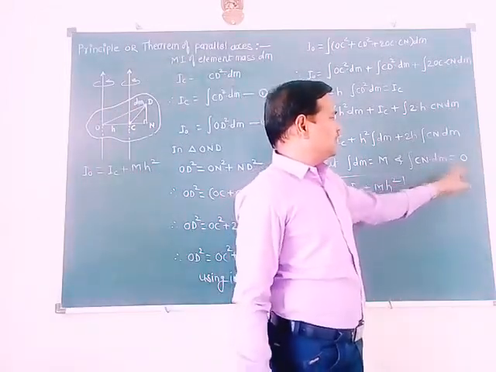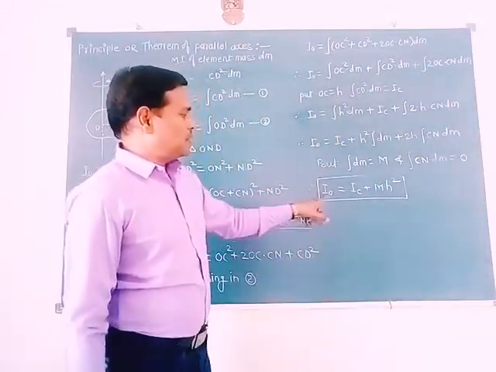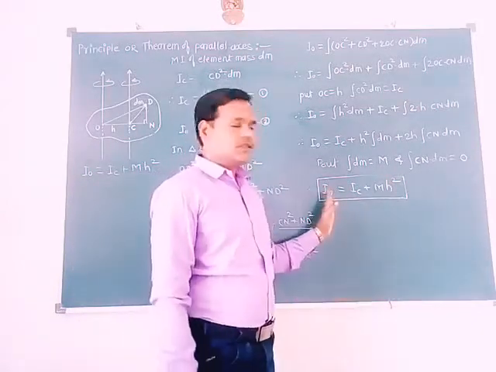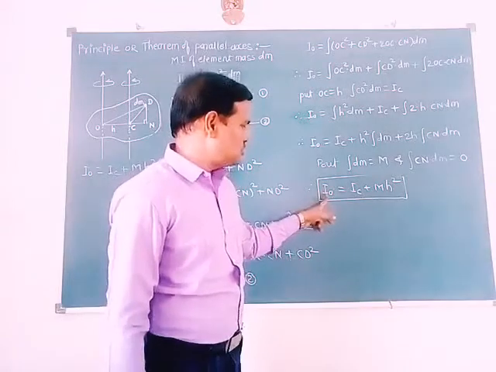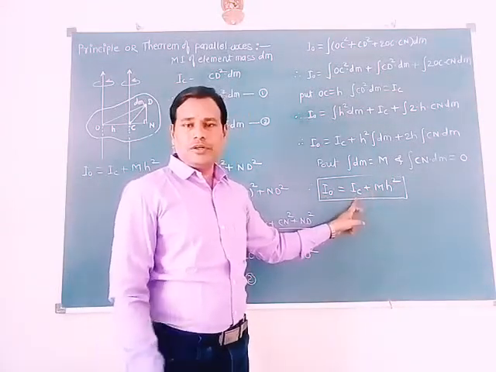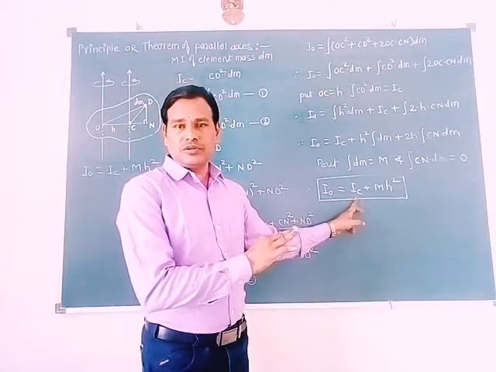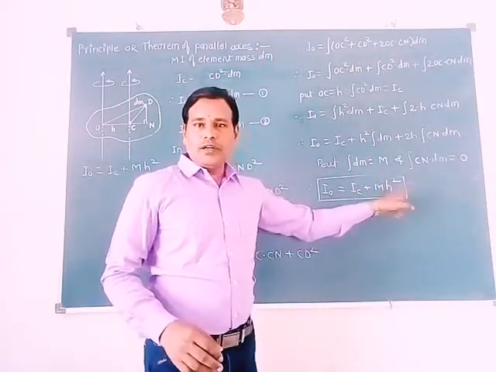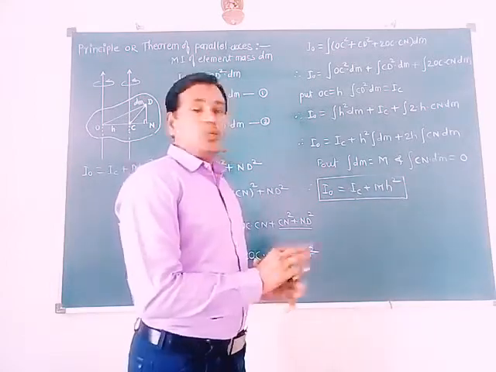So CN into DM equal to 0. Therefore IO equal to IC plus M into H square. So this is the moment of inertia of a rigid body about any axis equal to the sum of its moment of inertia about the parallel axis passing through center of mass, and the product of mass of the body and square of the distance between the two parallel axes.